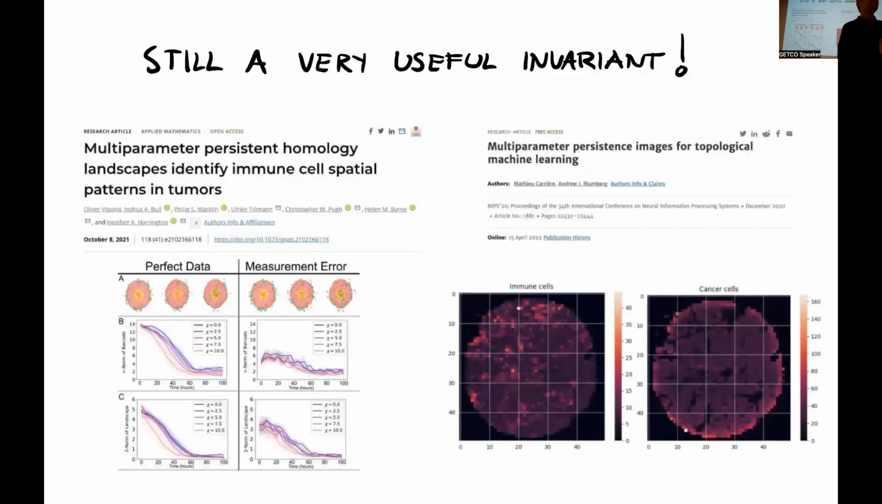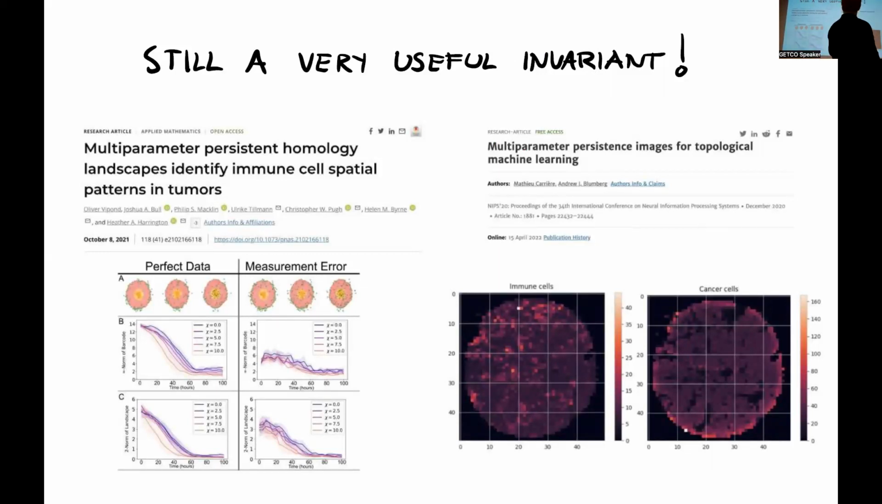And it is still a very useful invariant. So let me mention two recent applications. It's not like multidimensional persistence only has potential. Its potential has also been utilized in two recent papers, and well, more papers, but these are fairly similar, and those are the two we survey in our introduction.